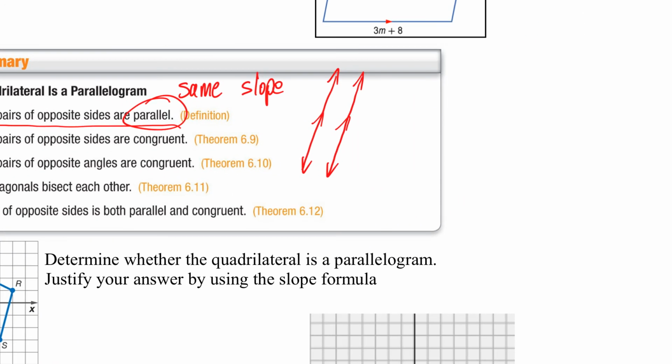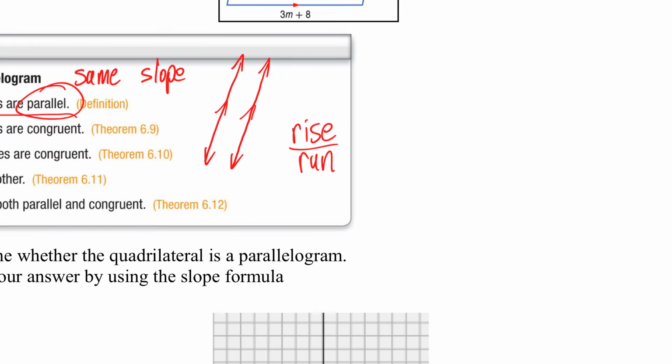Now, slope is rise over run. Remember that? So the top number in your slope is going to tell you how far up or down you go. The bottom number is going to tell you how far to the right you go. And we wasted like 10 minutes trying to figure that out. Well, you finally got it. Everybody worked together. So remember, the top number tells you how far up or down, and the bottom number tells you how far to the right.